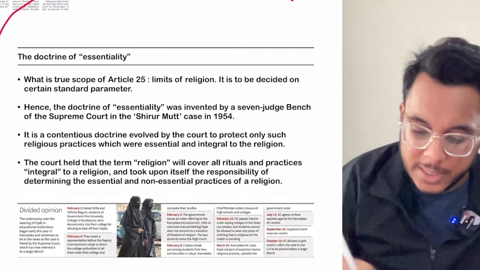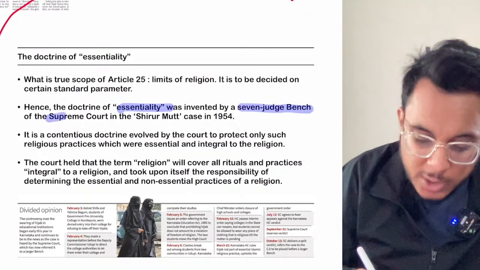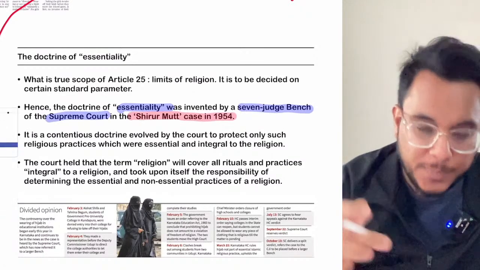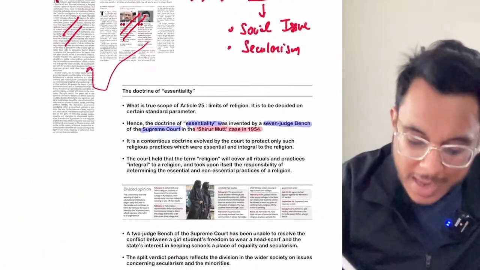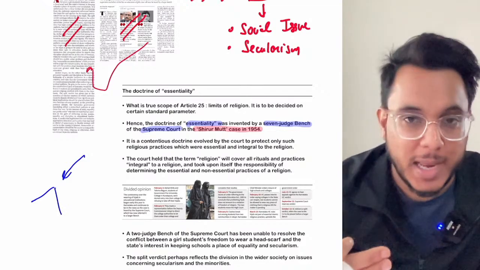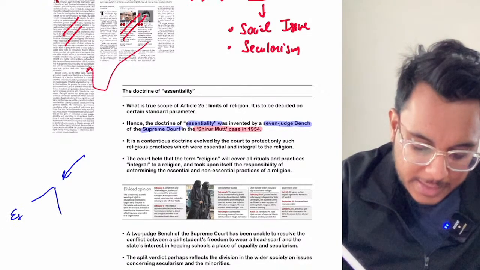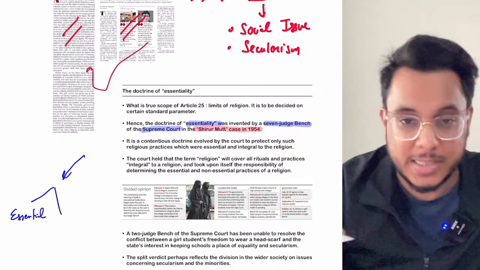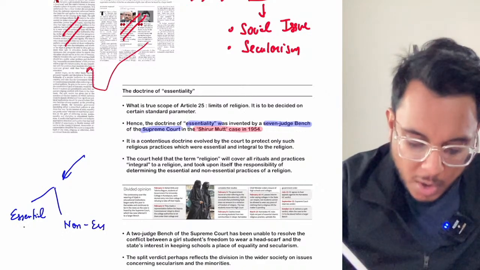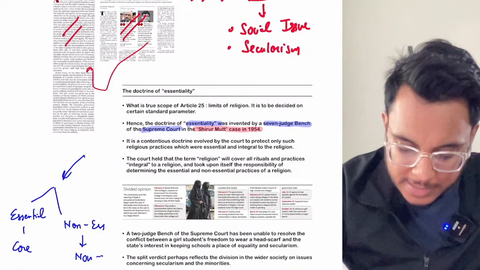So this doctrine of essentiality was invented by a 7-judge bench of the Supreme Court in the Shirur Mutt case of 1954. Now what is this doctrine of essentiality? The Supreme Court provided that any religion contains two types of things: certain practices are essential, and certain are non-essential, or the core practices and the non-core practices.